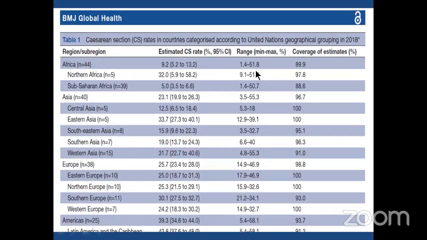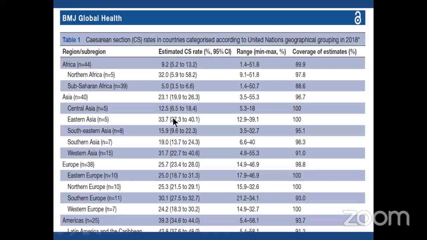And you can see this range here. Please look at this column out here. Don't see the estimate. Just see the range, the minimum and the maximum percentage. And you can see such a big disparity. Now let us start with Africa. 1.4 at places, to 51.8. Now I would go directly to Asia, and here you see Asia as a whole, 3.5 at places, whereas 55.3 at places.